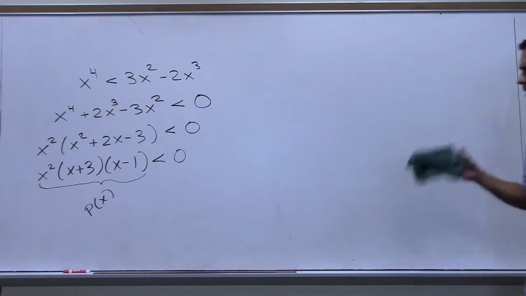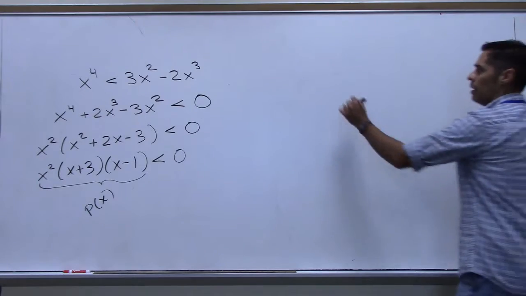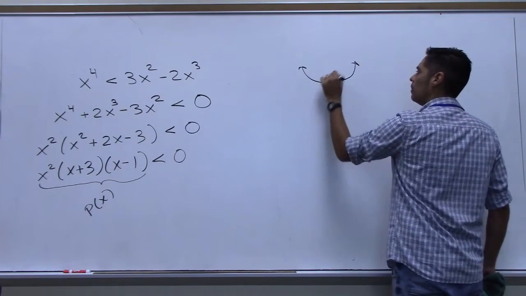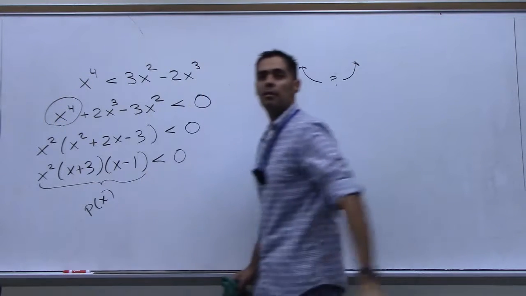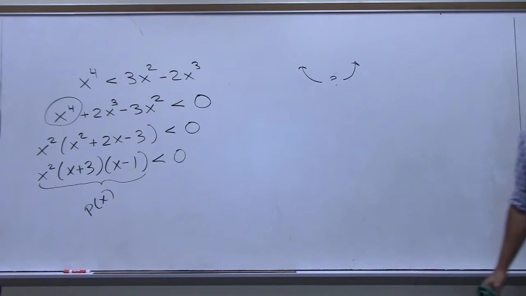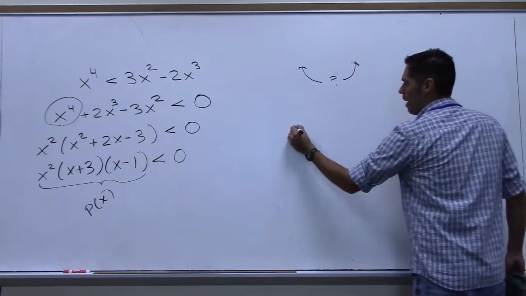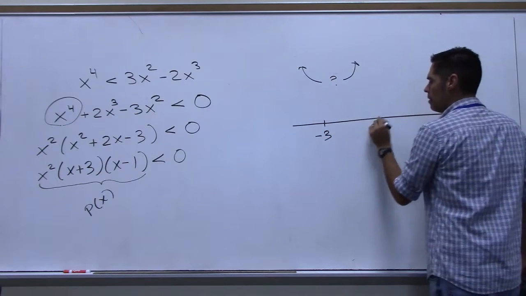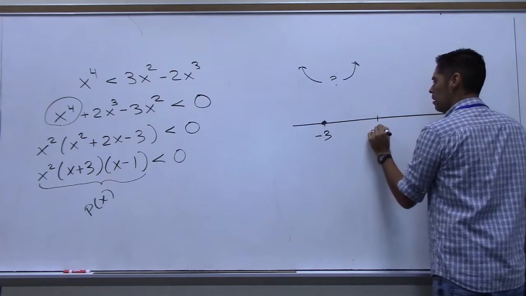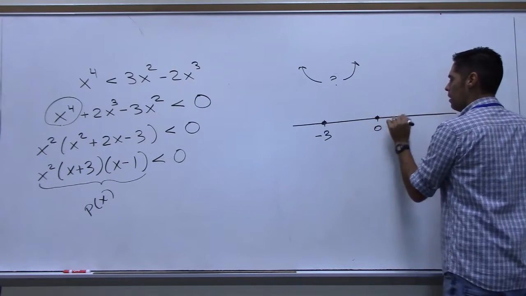What's the left and right behavior? Up, up. And that's from the x to the 4th power. That's what told us it's up, up. I have x-intercepts where? Negative 3, 0, and 1.